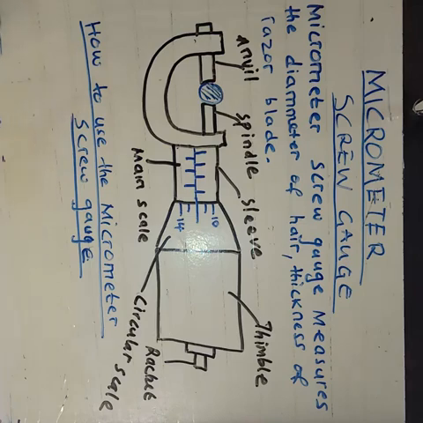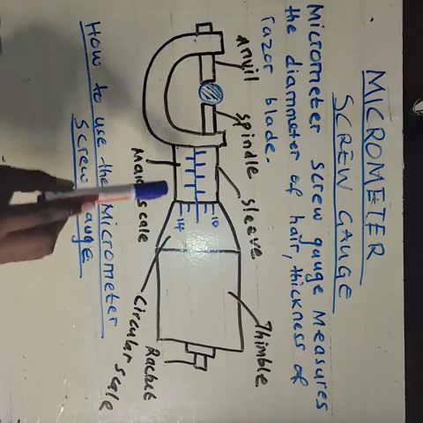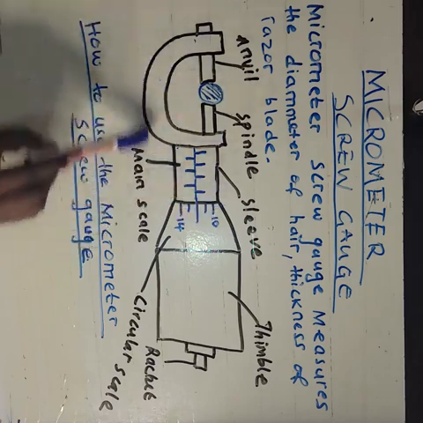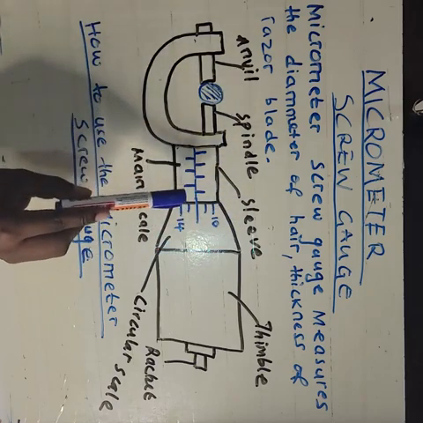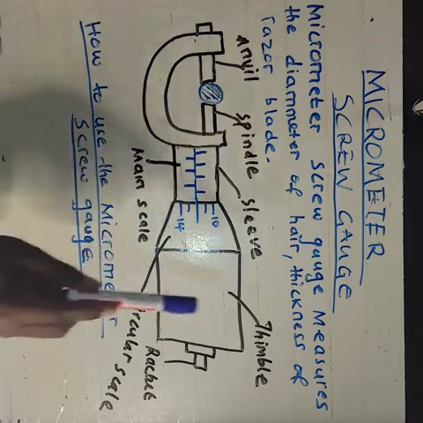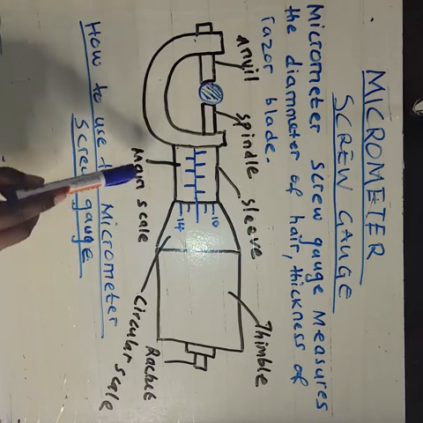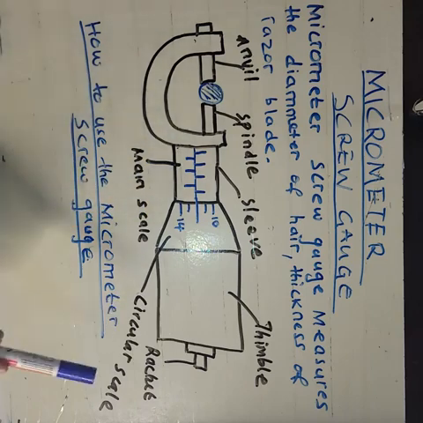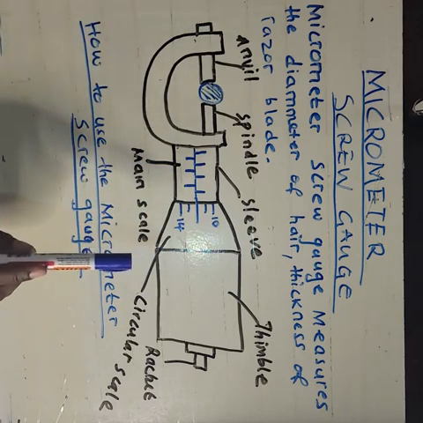After that, you need to read the main scale on the sleeve before the edge of the thimble. This is our main scale. It's been a while since they last brought this, where they say label the parts. So you need to know the parts. We have this main scale and we have the circular scale.